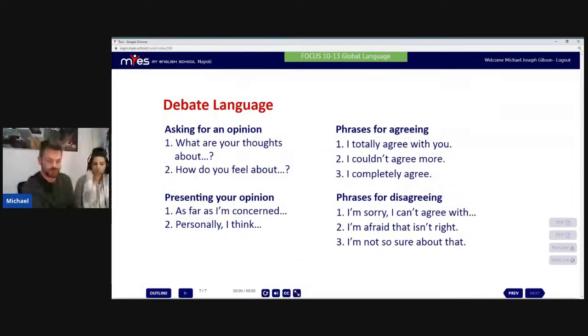Okay, so I think what we can do here is read out some statements, and then if you want, Michele and Anna Maria, you can answer using the phrases for agreeing or disagreeing. So, first thing we could debate about is the use of single-use plastic bottles.